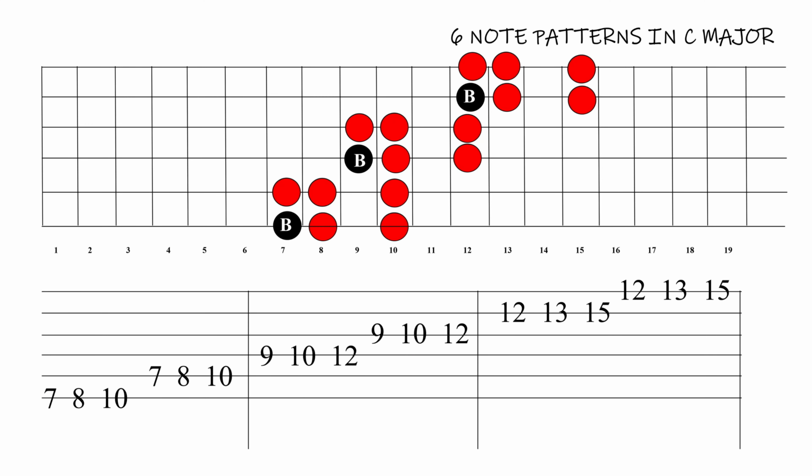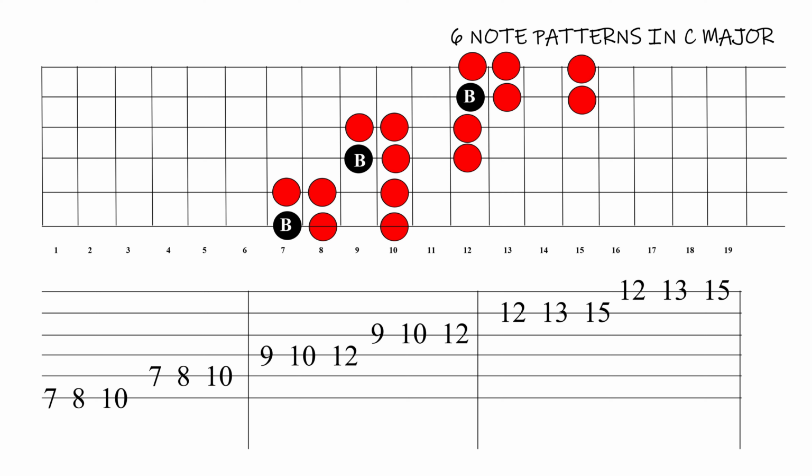Okay, so next one is the B note. So we're going to start this on our 7th fret. And again, if we look at our shape on our low E and A string, both shapes are the same. So let's think of this as 3 shapes again. So we have 7, 8, 10, 7, 8, 10 on your low E and A string.